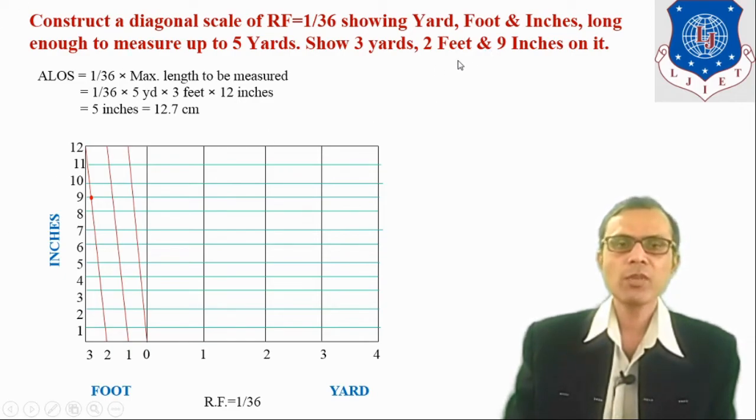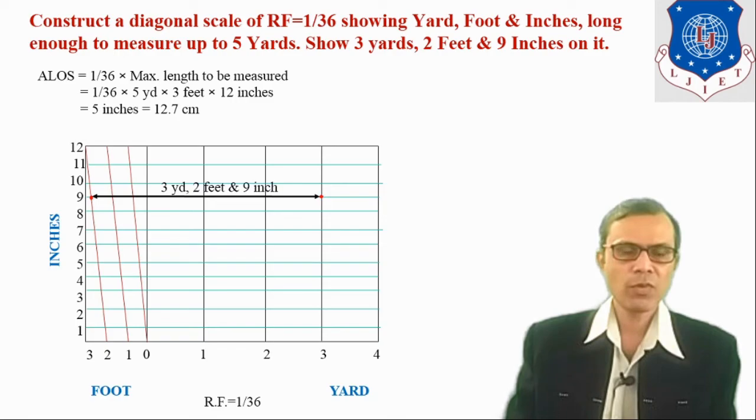Now from the bigger unit select 3 yards. These are the units for the biggest unit. 3 yard is here. So consider this vertical line. The second point on this line is here. Now the length between these 2 points is the required dimension, that is 3 yards, 2 foot and 9 inches. The second part is also completed.